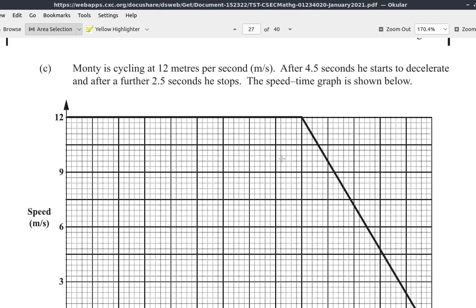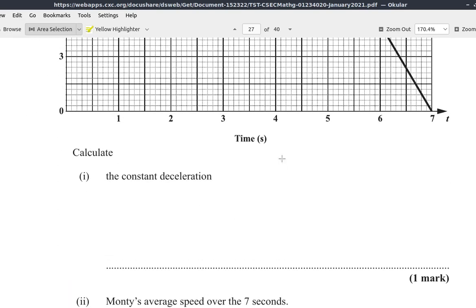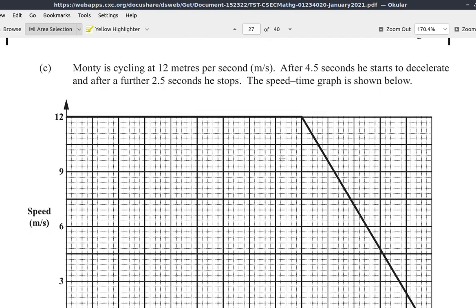4 marks there. Oh, part C. We have part C to deal with. Part C deals with a graph. It looks like a velocity time graph. So let's look at part C in another video.